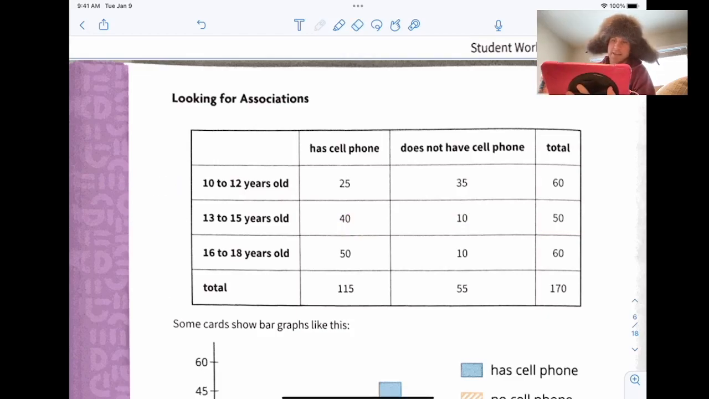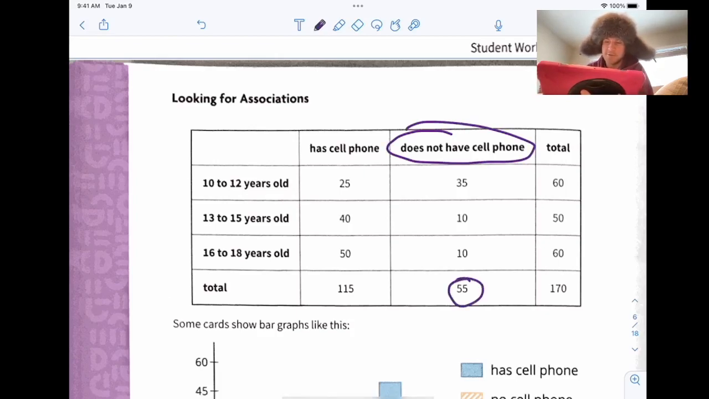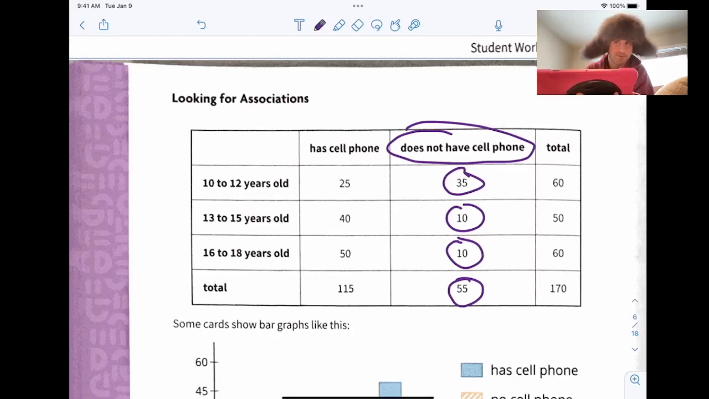If you're looking at the columns, do not have a cell phone, the total number of people who do not have a cell phone was 55. Ten of those were 16 to 18, 10 of those were 13 to 15, but 35, the vast majority of those people who don't have cell phones in this group, were 10 to 12 years old. So we can get a lot of information from a two-way table.